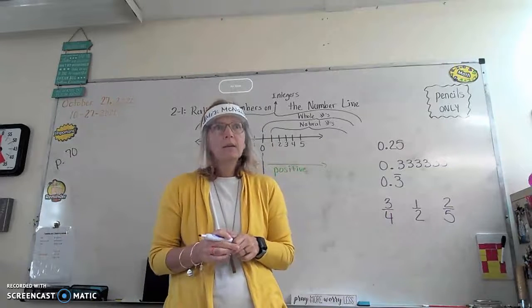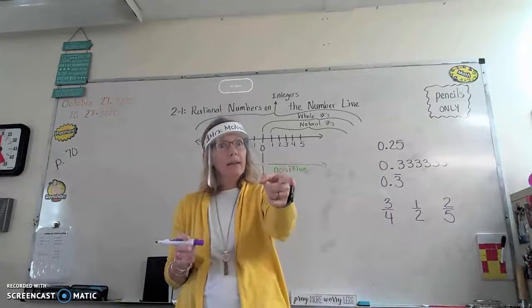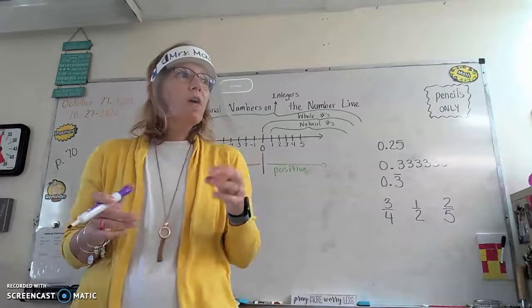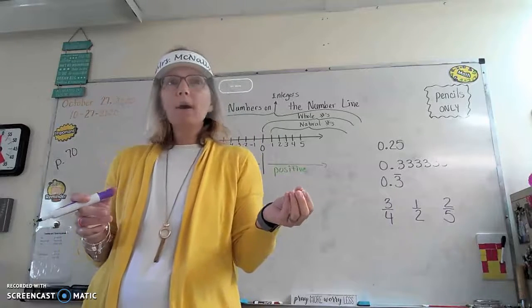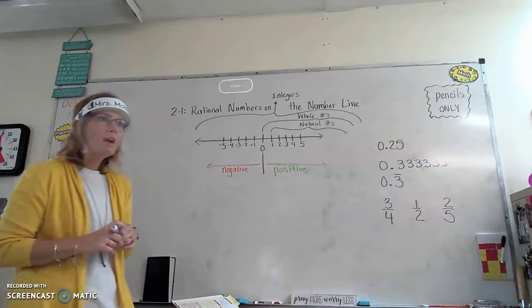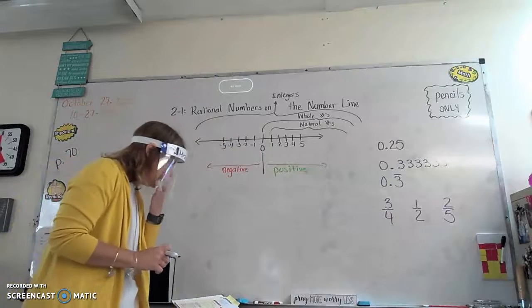The value without the negative. Okay, yes, that's one way to describe it. Good. It also tells us how far a number is from what? 0. Yes, thank you. Good. 0. How far a number is from 0. That's what absolute value is.